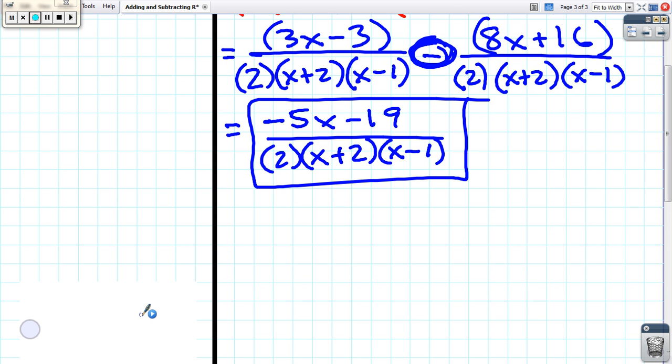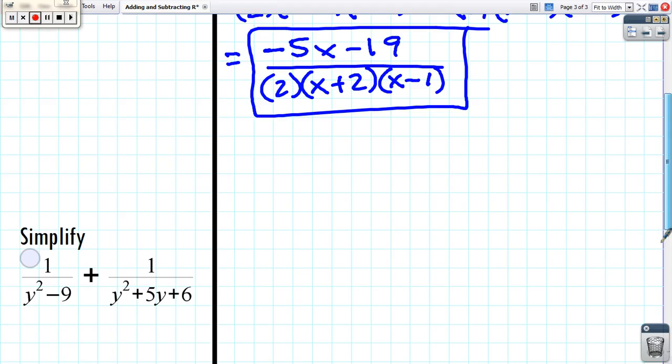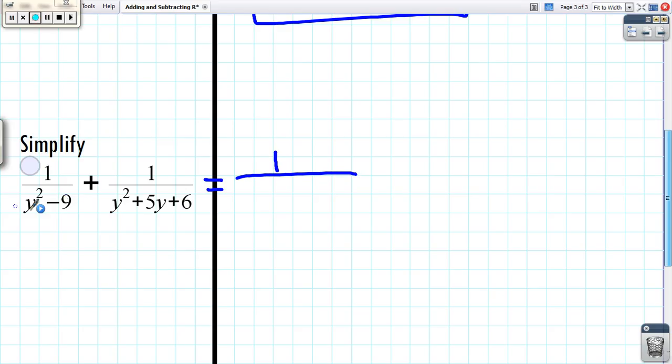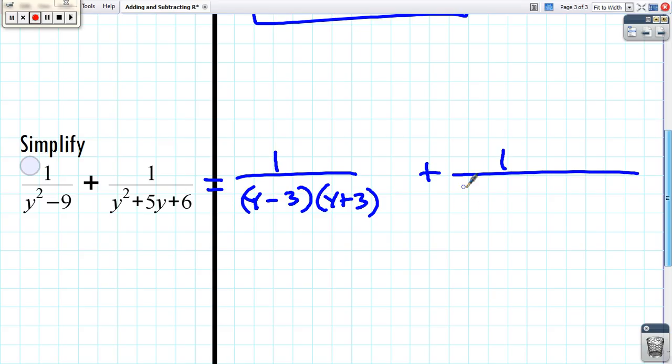Alright, let's try one final problem. Let's try this one. As far as our work goes, this will probably be as hard as it gets. In this case, what we first want to do once again is look at what factors make up these denominators. So in this case, 1 over y squared minus 9, I'm hoping you guys see that's one of our difference of squares shortcuts. This would factor into y minus 3 times y plus 3. Plus, now this one we're going to factor using FOIL or generic rectangle or whatever method you like. In this case, this would turn into y plus 2 times y plus 3.